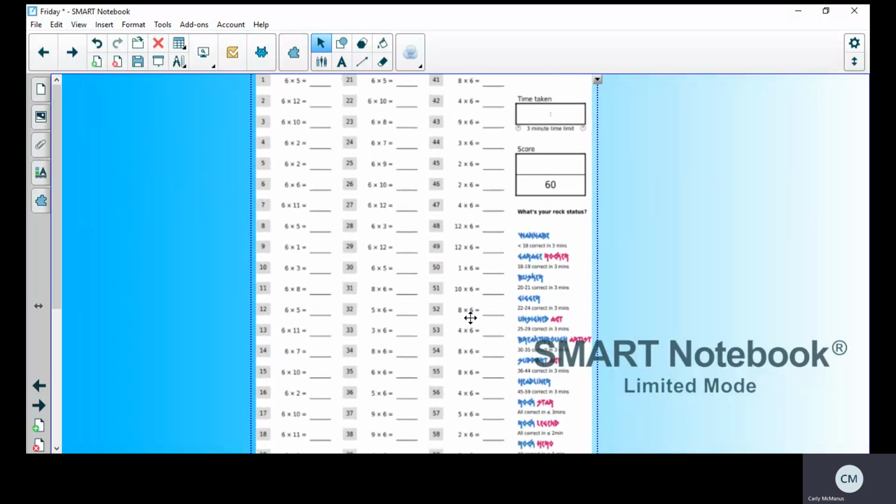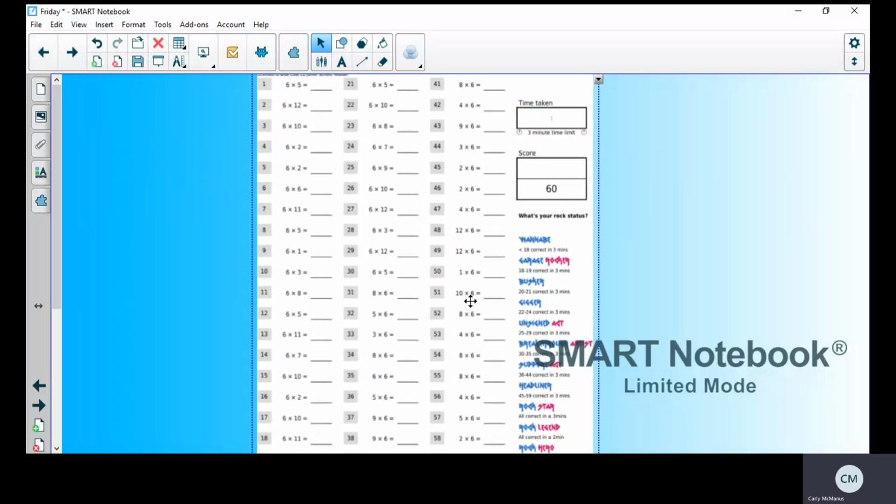Mental maths, again, this morning I've decided to stick with the 6 times tables. So have a go at doing as many of those as you can. Again, if you want to give yourself a 3-minute timer and just write down the answers, not the sums, on a piece of paper and see if you've improved your score or time from yesterday.